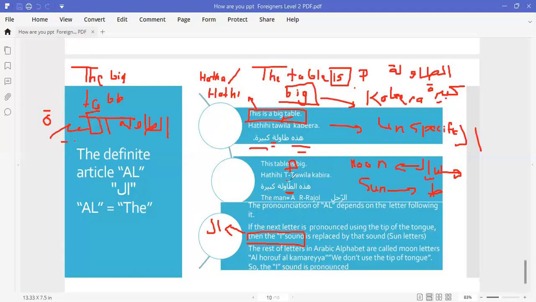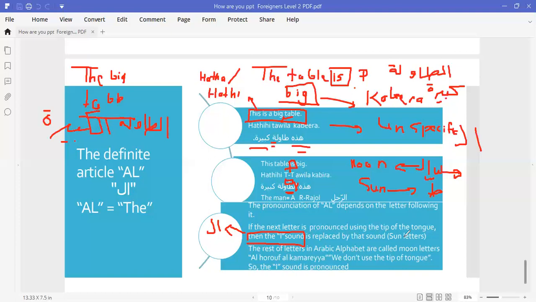Then here, this al is not pronounced. The L sound here is replaced by that sound. It's replaced by the sound of the sun letter. يعني you're going to pronounce the sun letter. So it becomes هذه الطاولة. Notice you are using the tip of the tongue. So if the next letter is pronounced using the tip of the tongue, then the L sound is replaced by that sound. Which means if a sun letter comes after this L, you need to cross the L sound and you don't have to say it.